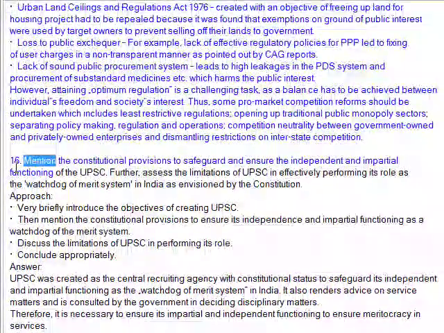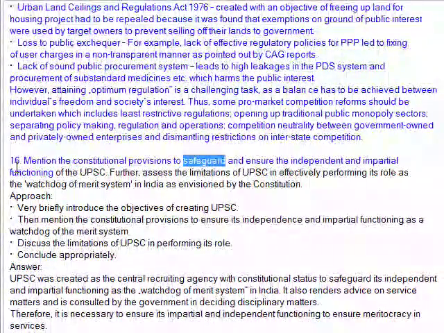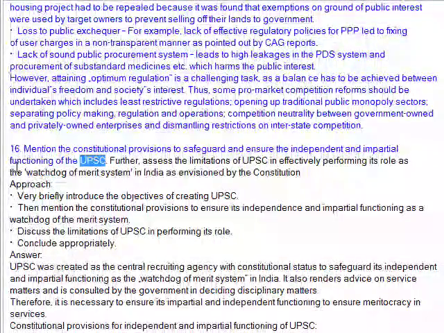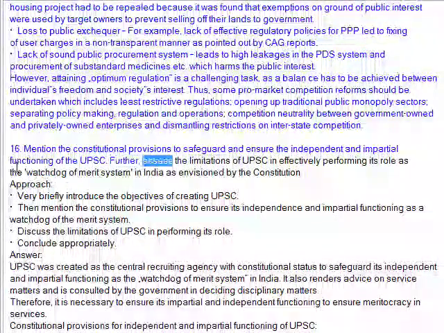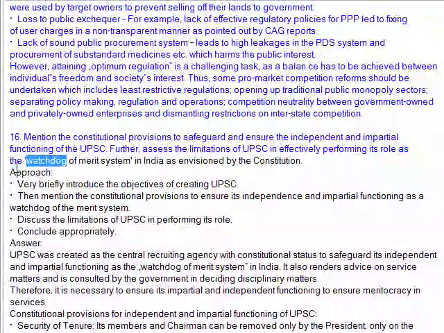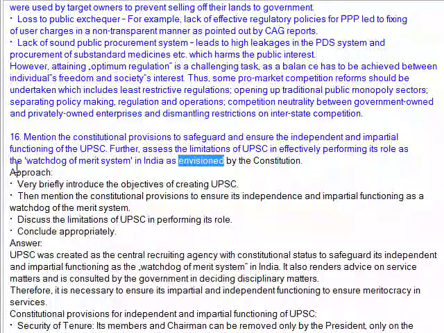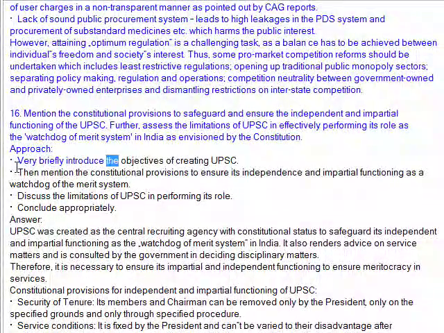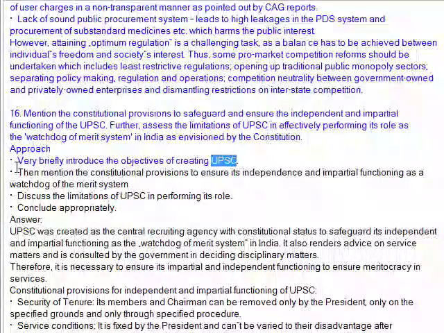16. Mention the constitutional provisions to safeguard and ensure the independent and impartial functioning of the UPSC. Further, assess the limitations of UPSC in effectively performing its role as the watchdog of merit system in India as envisioned by the Constitution. Approach: very briefly introduce the objectives of creating UPSC.